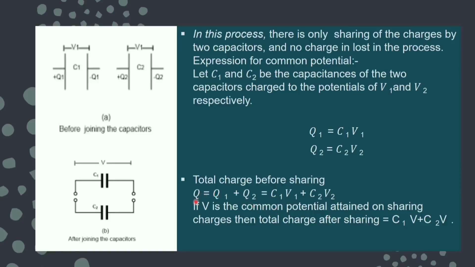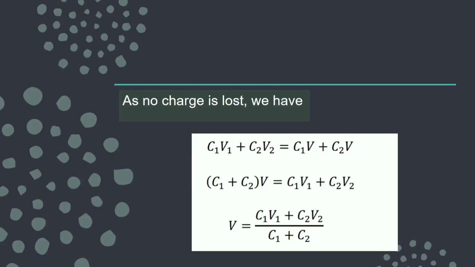Again we use the same formula for the charge, where Q equals CV and Q equals Q1 plus Q2. These two basic formulas for capacitance come from the definition of capacitance and are to be used. So this is the charge after sharing. This is before sharing, this is after sharing. Before sharing you may call equation number 1, after sharing equation number 2, and then you can equate them, because no charge is lost.